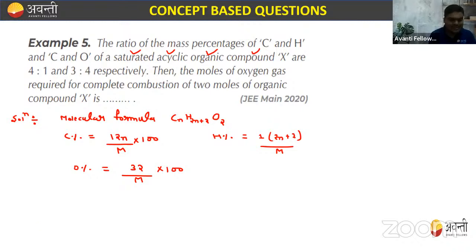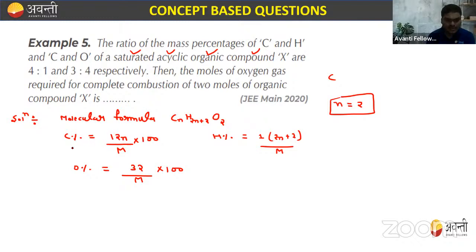So to be saturated and acyclic, what is n supposed to be? Tell me quickly. What formula did you study for alkane? Does anyone remember? What was the formula for alkane? CnH2n+2. This was the formula for alkane, right? CnH2n+2. So to be saturated and acyclic, n is supposed to be 2. Always remember. So n is supposed to be 2.